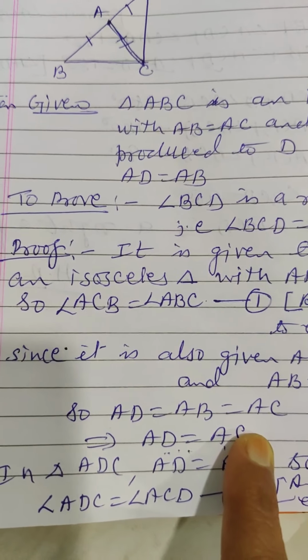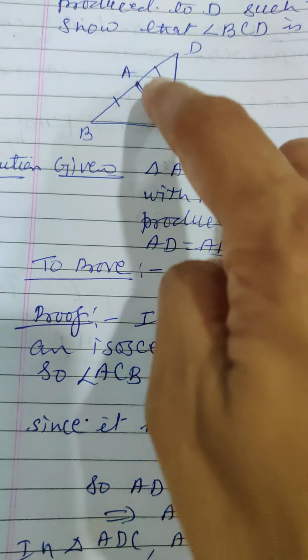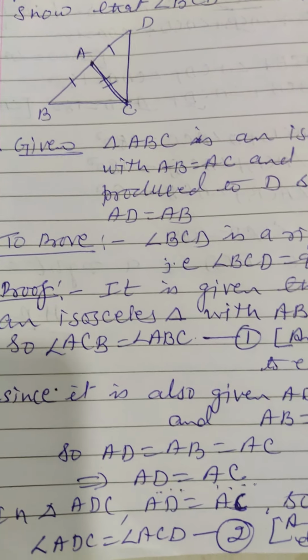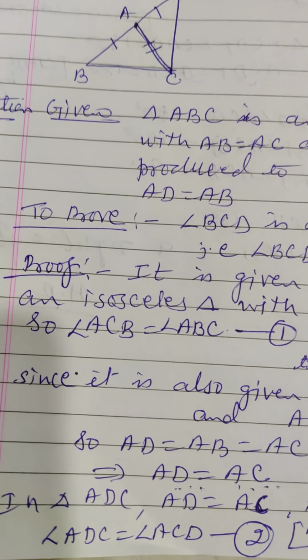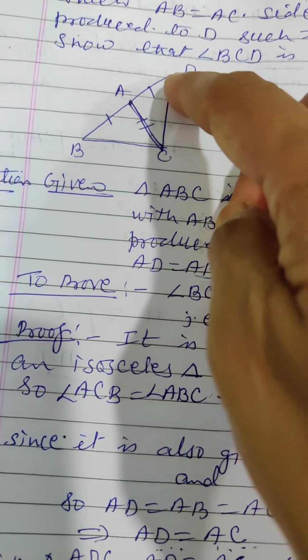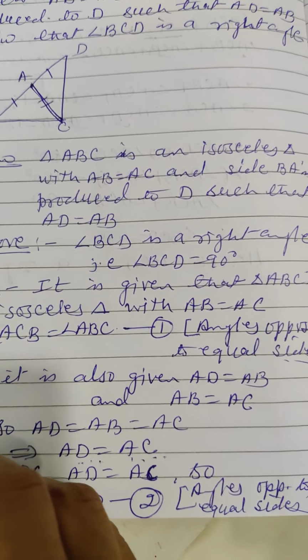Now in triangle ADC, in this triangle AD is equal to AC. So again we apply the isosceles triangle property. So we can say that angle ADC is equal to angle ACD. Reason is the angles opposite to equal sides.